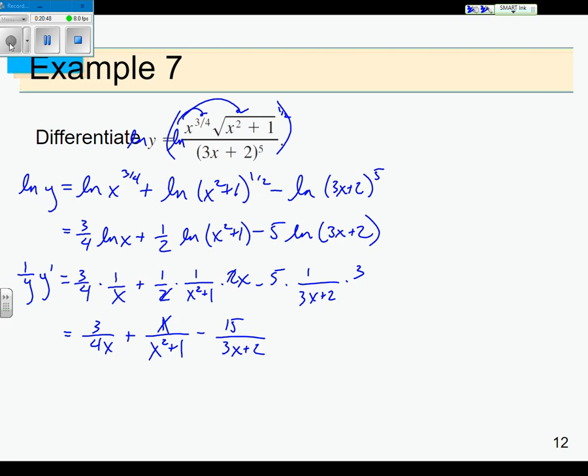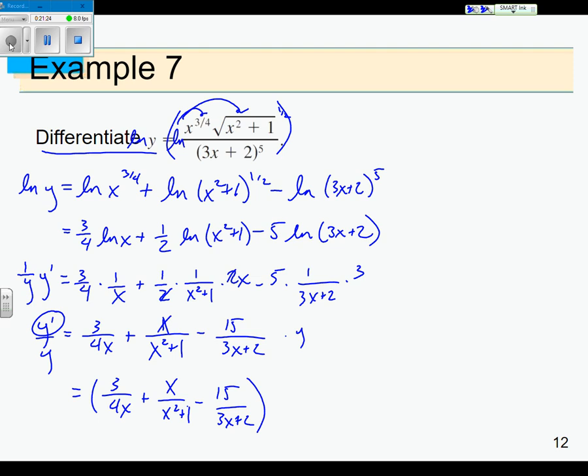Don't worry about finding a common denominator on this, and this is actually going to be equal to y prime over y. So we have one more step that we need to do before we're done. We need to multiply both sides by y, because I'm wanting an explicit formula solved for y prime. So if I multiply both sides by y, what I end up with is this 3 over 4x plus x over x squared plus 1 minus 15 over 3x plus 2.